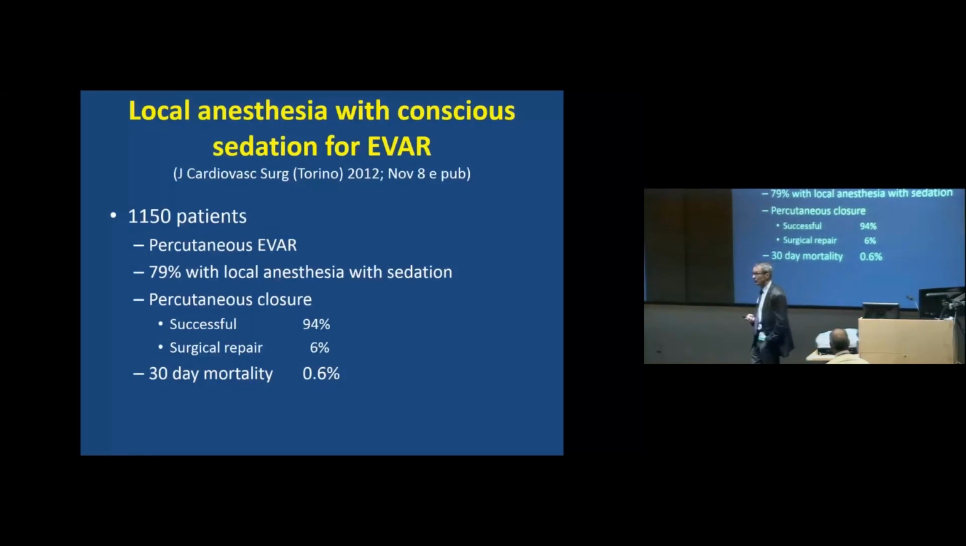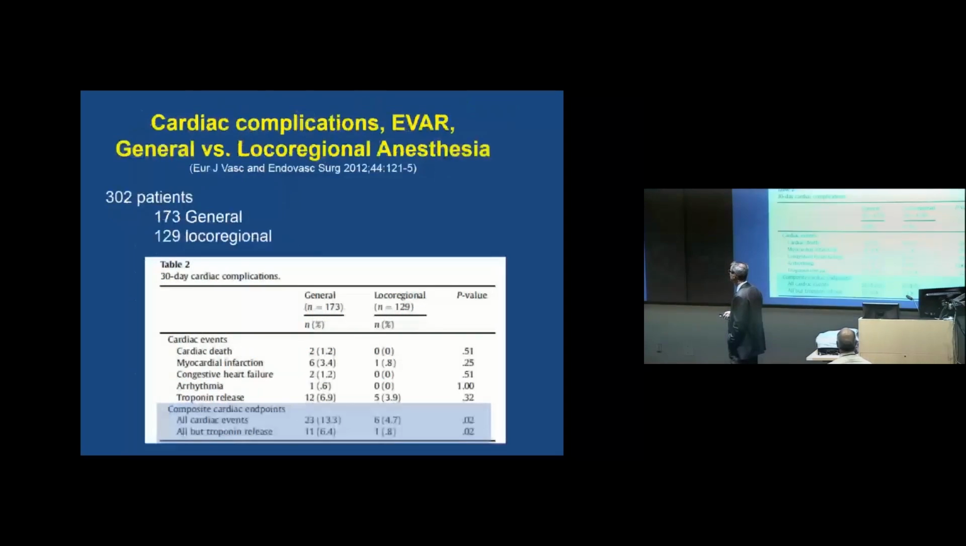What about the question of using local anesthesia? That's been accepted in our protocol. There actually is an extensive experience of using local anesthesia for elective endovascular aneurysm repair. This is the largest series I could find of 1,150 patients undergoing percutaneous endovascular repair at a single center. 80% were done with local anesthesia and sedation alone. 94% of the percutaneous access was successful. 6% required surgical repair. Mortality was 0.6%, suggesting that it can be done safely, at least for elective endovascular repair in a large series.